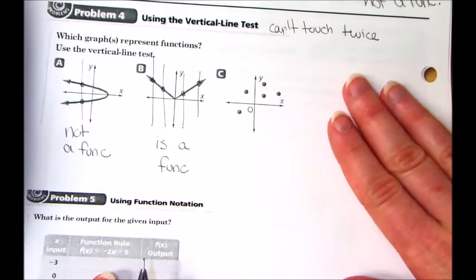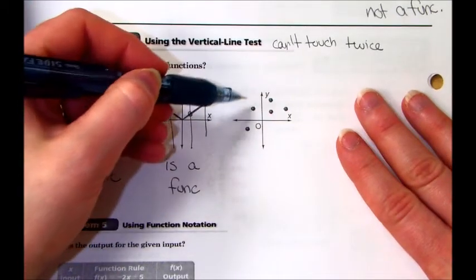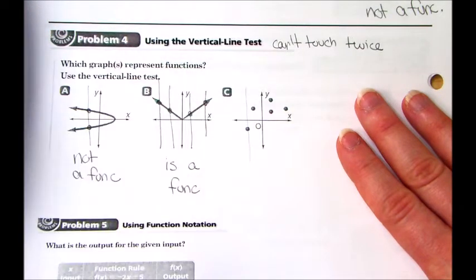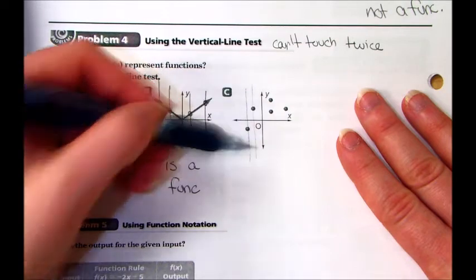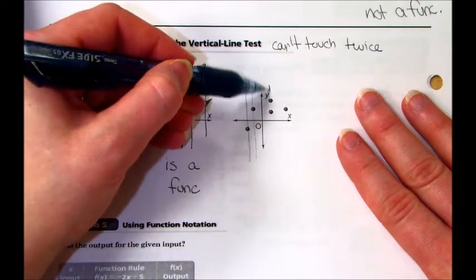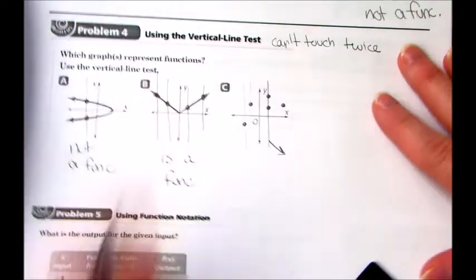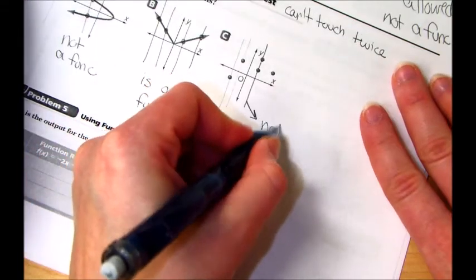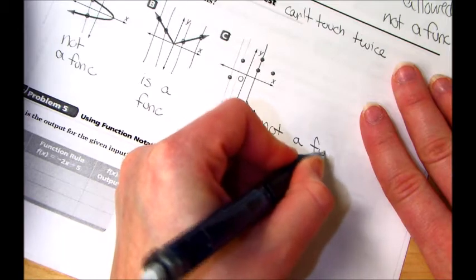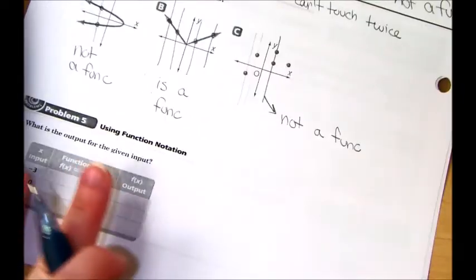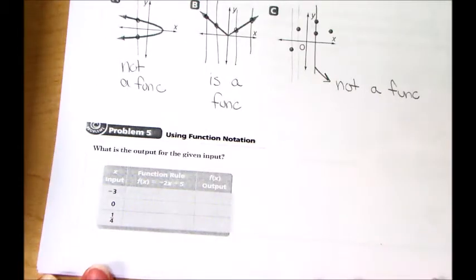Now we'll be real careful on C to line it up right. A vertical line here only touches once. A vertical line here only touches once. A vertical line here, see how it touches twice? This is no good. This is not a function. It can't touch more than once because then the domain has 2 ranges.